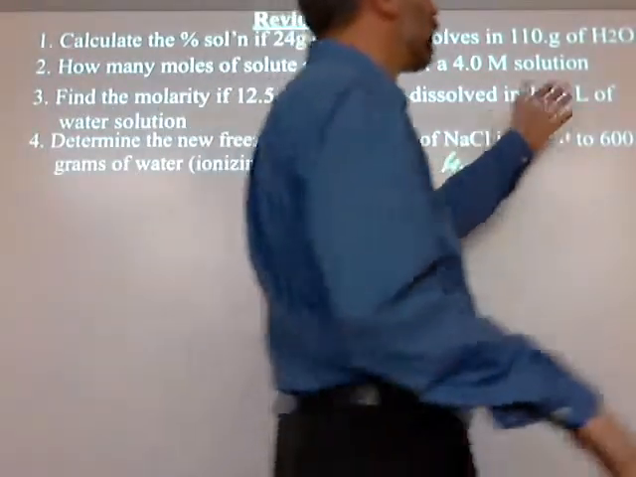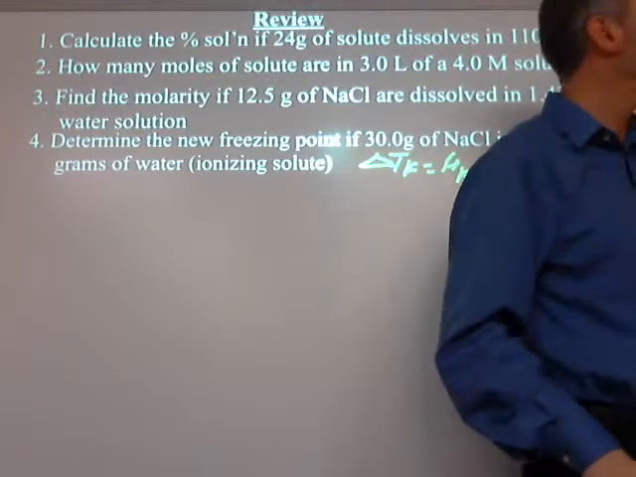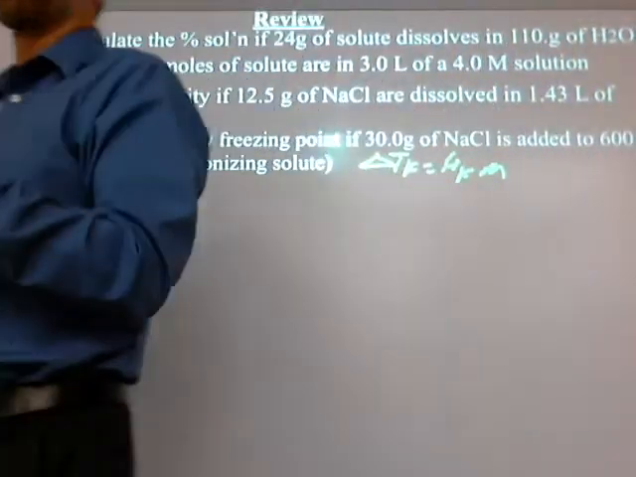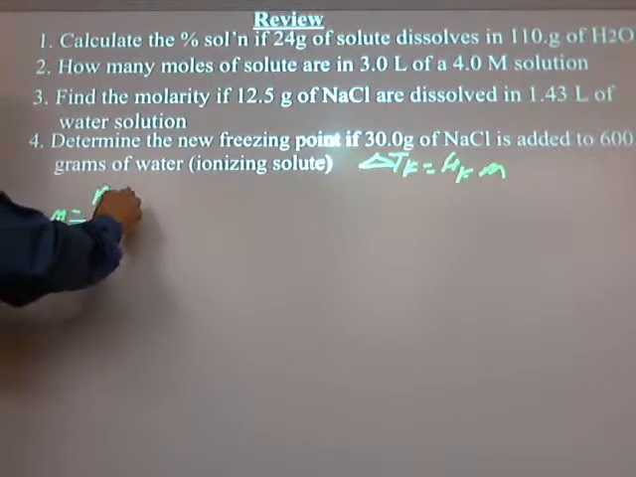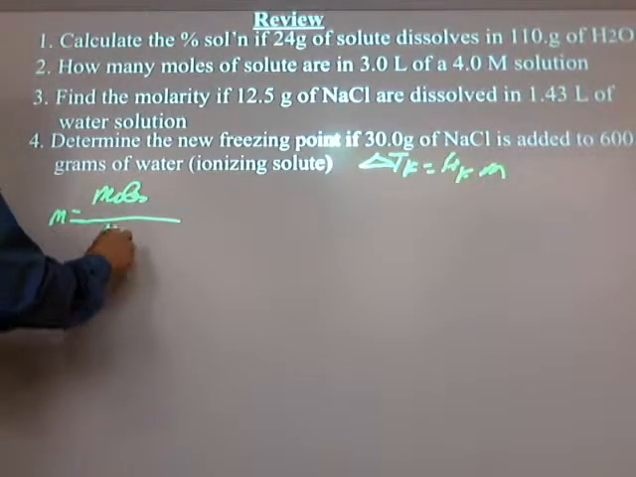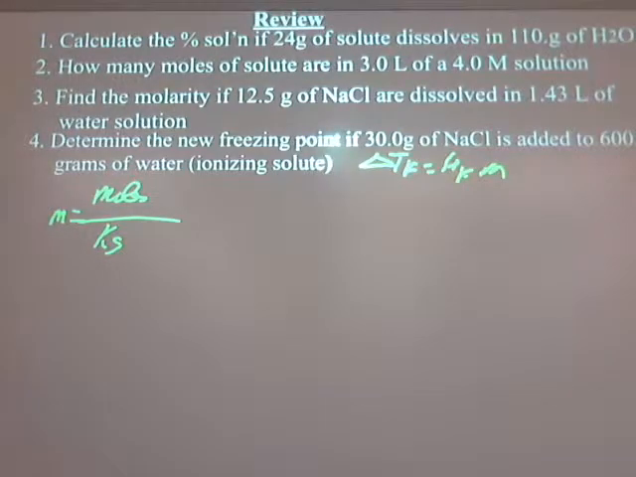KF will be given to you on the test. It's right up here in this corner, 1.86 degrees Celsius per molal. It'll be given to you on the test as well. But I don't know molality, so I've got to calculate the molality first. Molality is moles of solute over kilograms of solvent. How many moles of solute do I have?